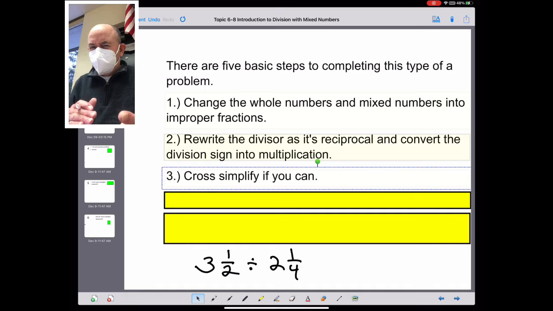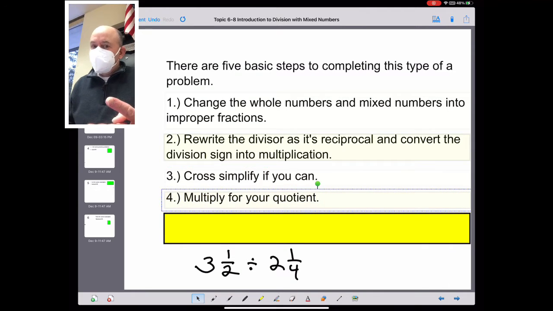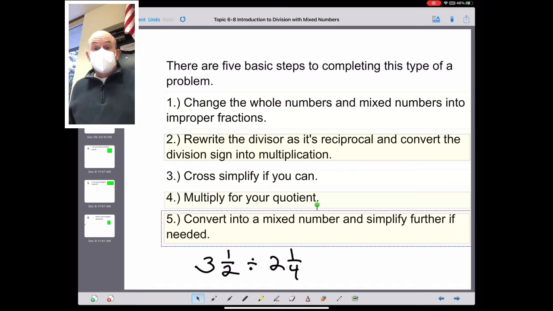Why cross-simplify? Yeah, it makes things easier in the end. Does it always work? No, but it does help, right? Multiply for your quotient, and then convert into a mixed number and simplify further if you need to. So do they look like they're ready for all this?